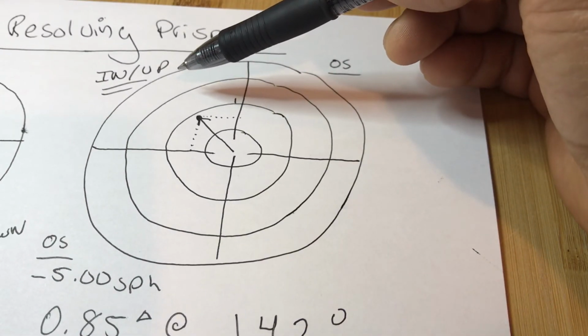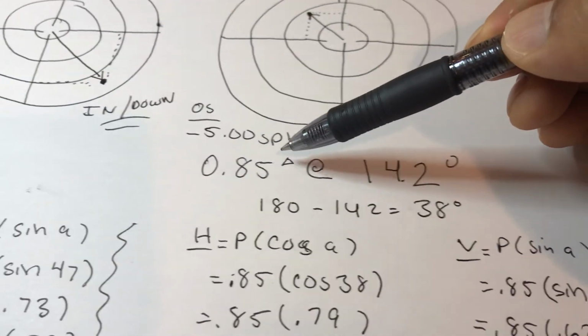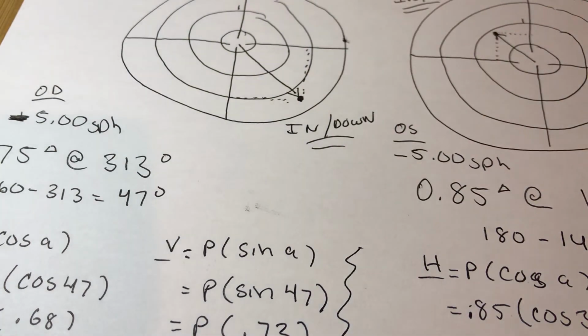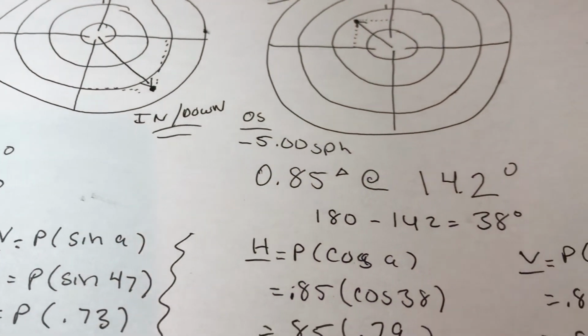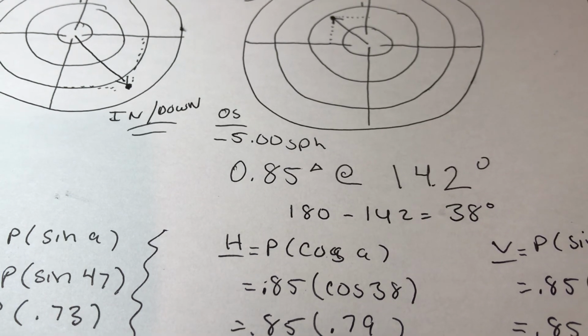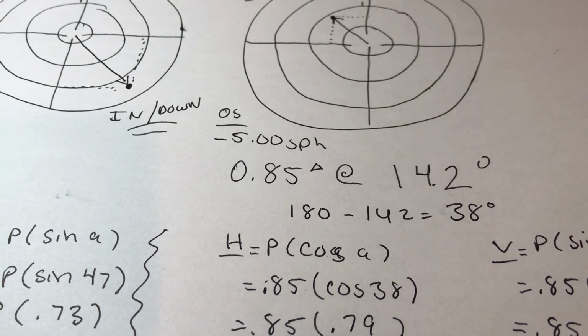The only thing I put on here that's even slightly different is this says -5. This was -5. The previous example was +5. The only difference is going to be on the lensometer. You're going to have to move the lens in the opposite direction to be able to determine the resolved prism or resultant prism, or anytime you're moving a lens in general.